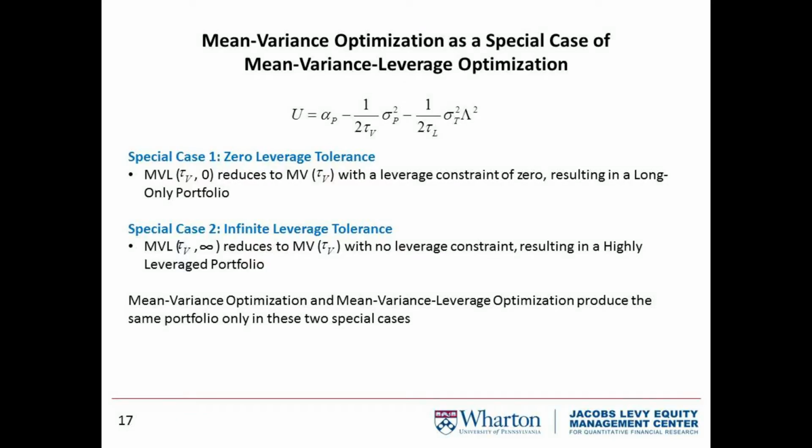So what can we conclude? That mean variance optimization and mean variance leverage optimization produce the same portfolio in these two special cases, and only in these two special cases, which suggests that mean variance optimization is appropriate for long-only portfolios. Mean variance optimization is appropriate if an investor is not concerned about leverage.